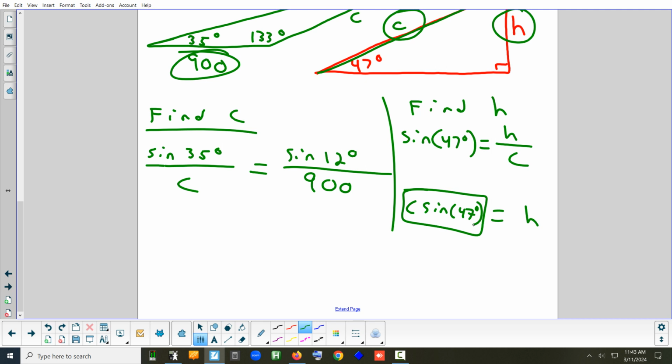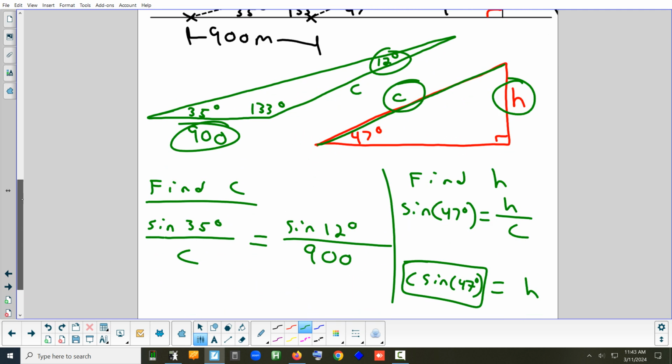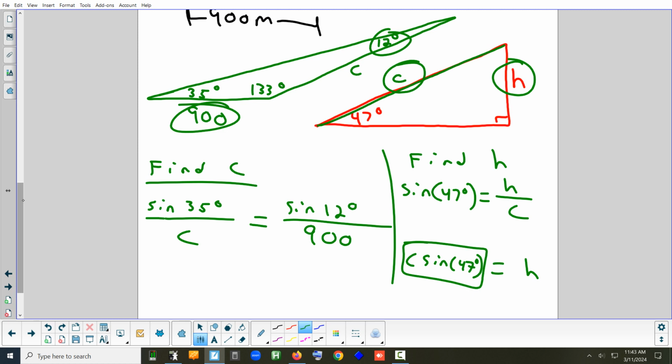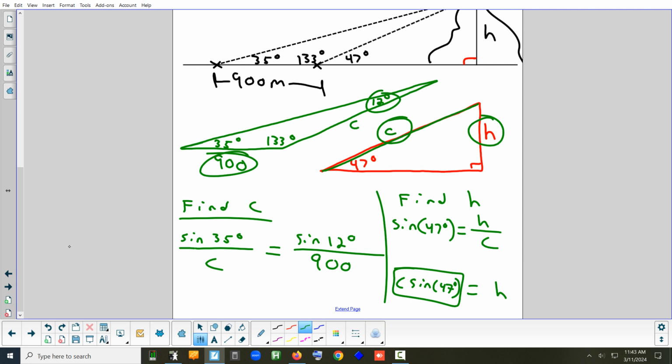That's it. I think the hardest part there is just figuring out what two triangles you need to use, because you can't find what they want you to find right away. All right, any questions on that one?